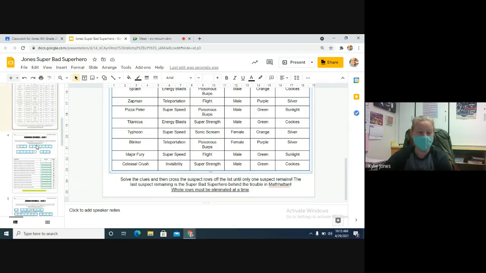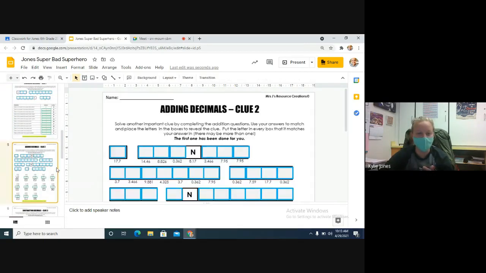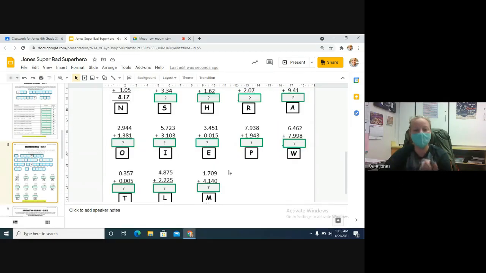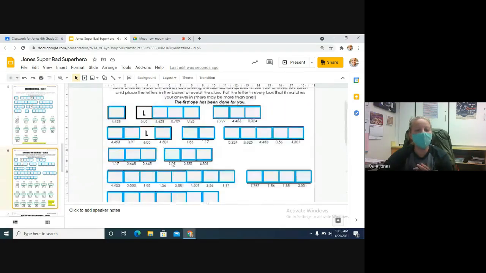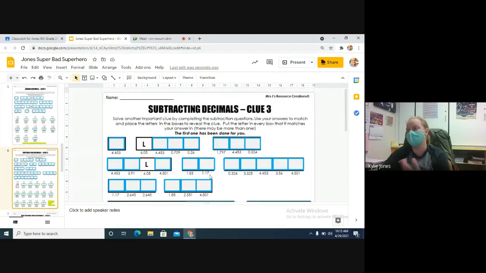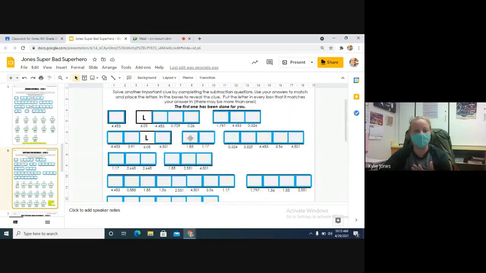I don't know. So on the next slide, slide number 4, you are rounding decimals, and once you get an answer, you fill out the letter. It'll spell out something that's the clue for you. Slide number 5, which is clue number 2, is adding some decimals. So you're adding a lot of decimals down below, figuring out some answers. Slide number 3 is subtracting decimals. So you're subtracting the answers down below, figuring them out, putting the correct letter to match them, right?